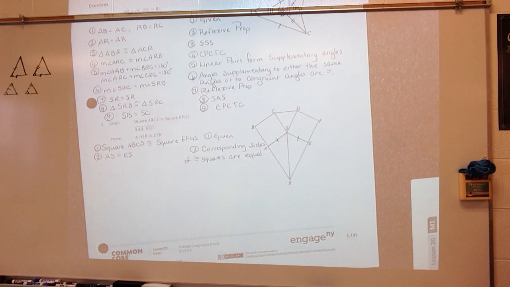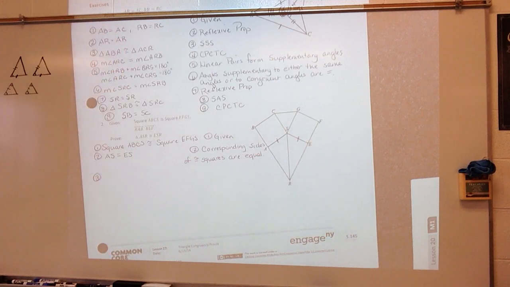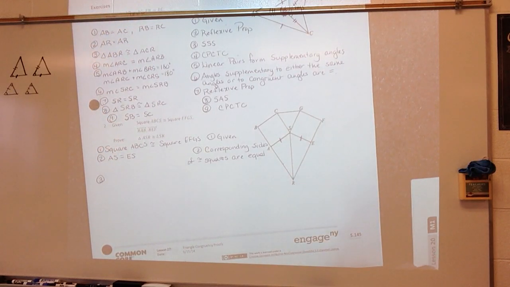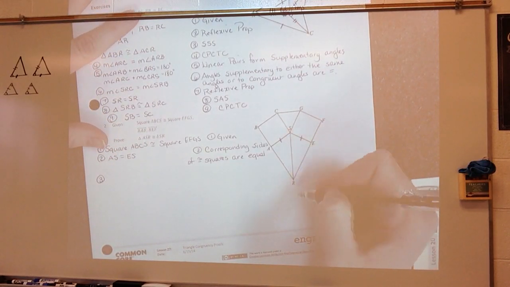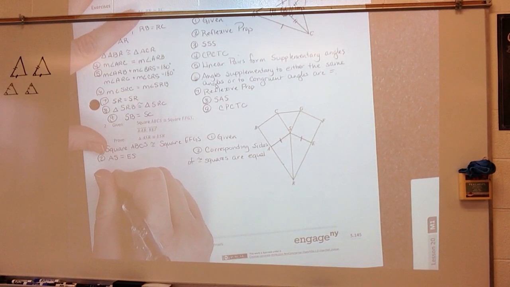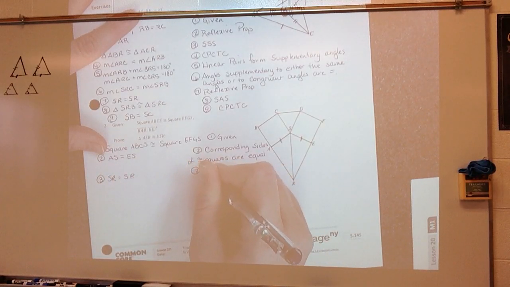We're working on trying to prove these two triangles congruent. What else do I know? Well, guys, SR is part of both triangles, so SR is equal to SR by reflexive property.